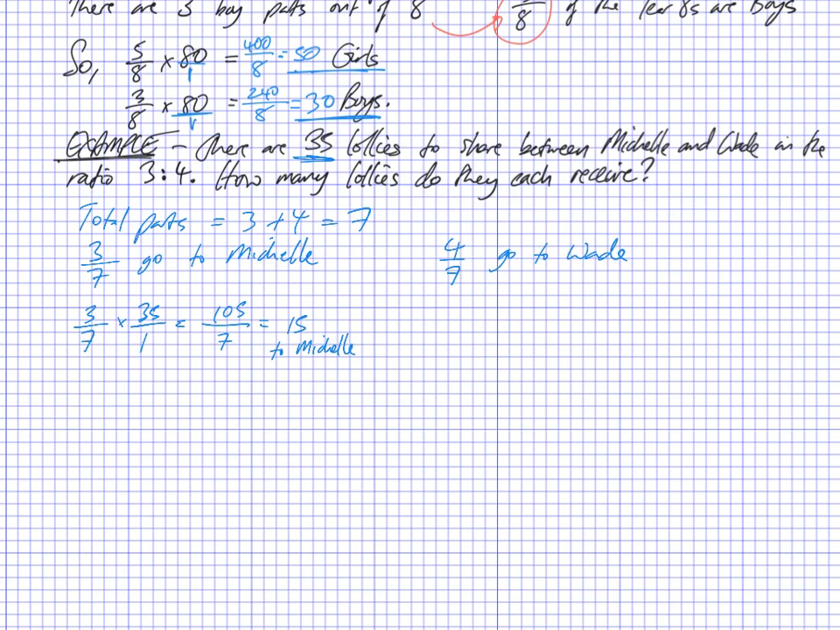In lollies, and now this fraction 4 on 7 times 35 lollies in total over 1. 4 times 35 is 140 over 7 times 1, which is 7. 140 divided by 7 is 20 to Wade. And just double check, 20 plus 15 is 35. This gives us a total of 35 lollies, with 15 going to Michelle and 20 going to Wade.